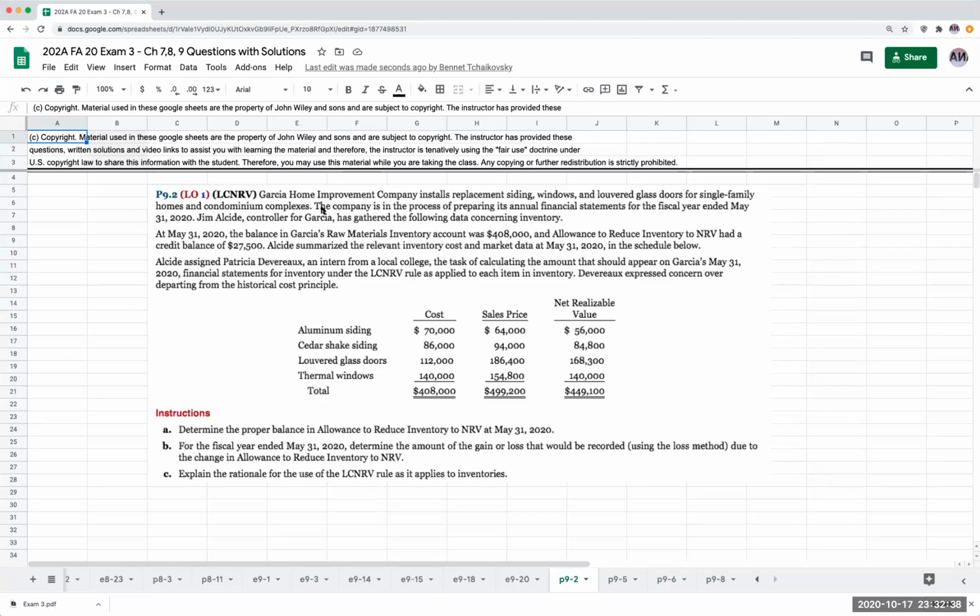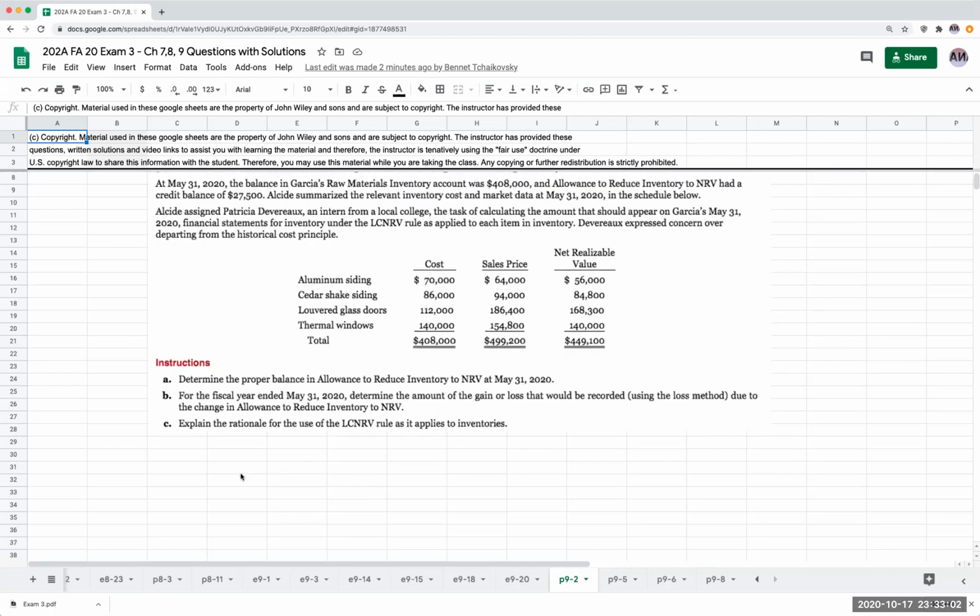Garcia Home Improvement Company installs siding, windows, and louvered glass doors for single-family homes and condominium complexes. The company is in the process of preparing its annual financial statements. Jim LCD, a controller for Garcia, has gathered the following data concerning inventory. At May 31st, the balance on Garcia's raw materials inventory was 408.